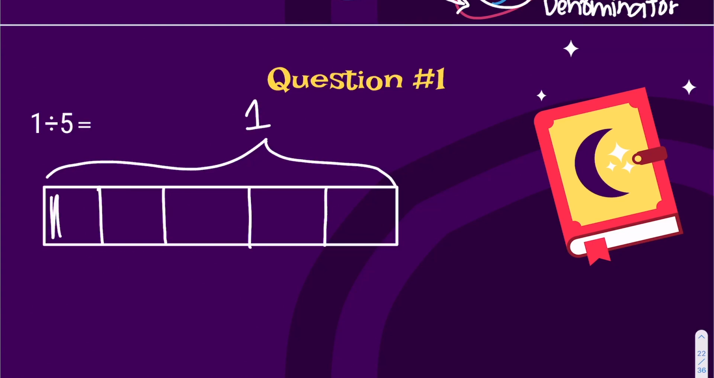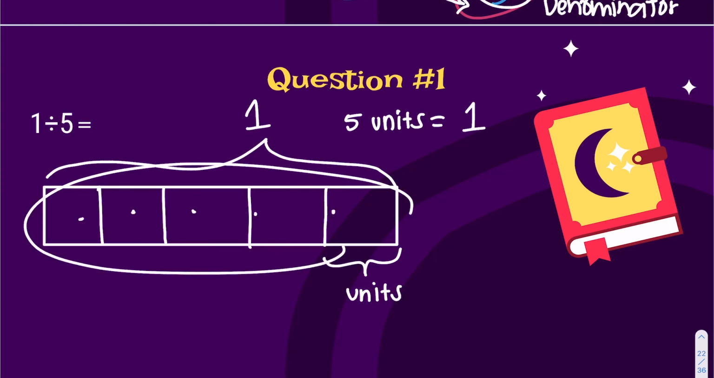So I know that, excuse me, let me write this over here. 5 units, and this is a unit right here, equals 1. Because remember, 1, 2, 3, 4, 5. This whole thing is equal to 1.